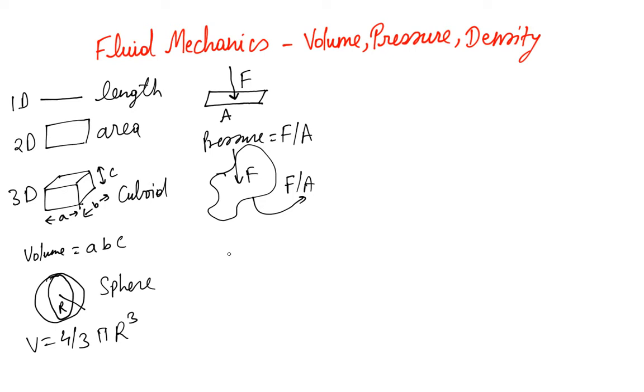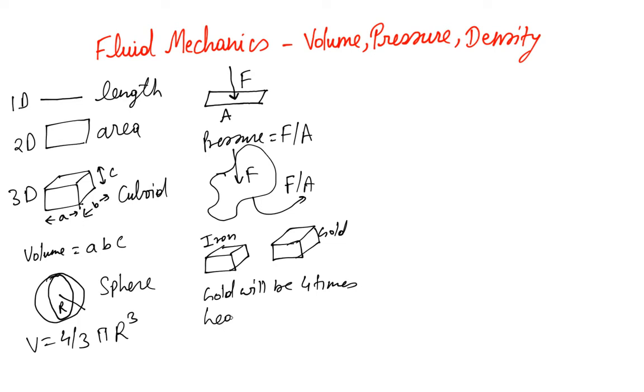Density. Density is a measure of how dense an object is. For example, we can have two cubes or cuboids or two bricks of the same volume, and one of them is made of iron and the other one is made of gold. Now if we measure these bricks, we'll see that they are not of equal weight. In fact, I have never seen a gold brick, but from my knowledge I can tell gold will be 4 times heavier than iron.